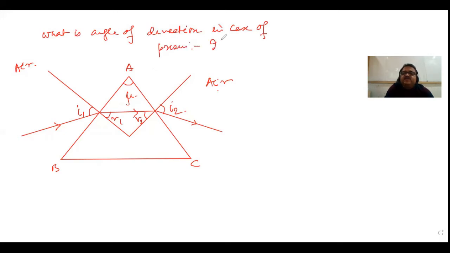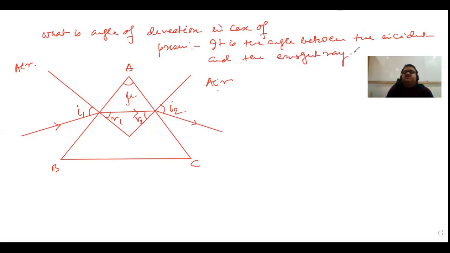It is the angle between the incident and the emergent ray. Incident and the emergent ray. Correct? That means what we have to find out in this case is how much bending takes place while a ray of light passes through a prism.